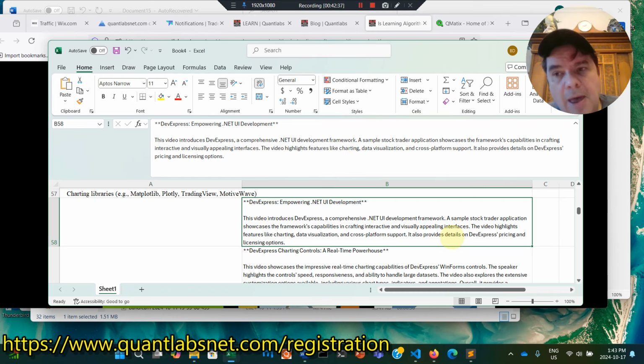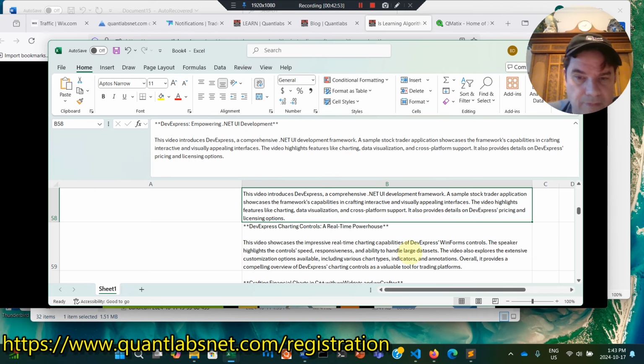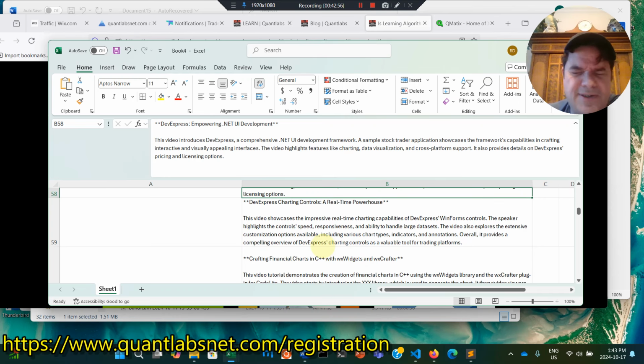There are more sophisticated options than this, but you've got to pay, right? Video highlights charting, data visualization, and cross platform support. Some of these have currently moved into providing JavaScript support as well. For real time, this is the real place where you pay for these types of charting frameworks. It showcases the impressive real time charting capabilities, in this case using WinForms on Windows, highlighting the control speed, responsiveness, and ability to handle large data sets.